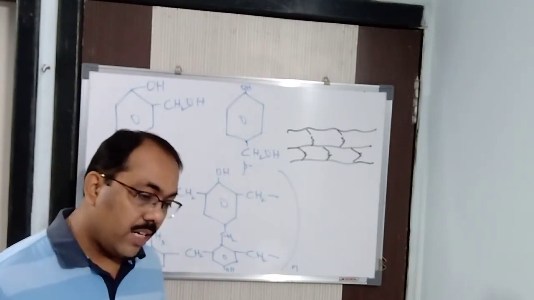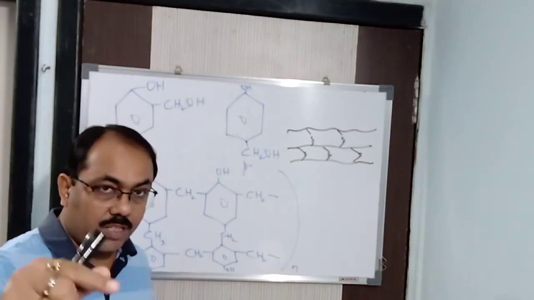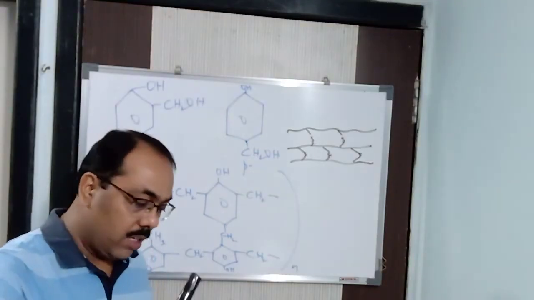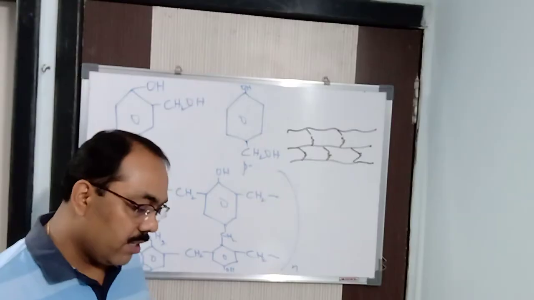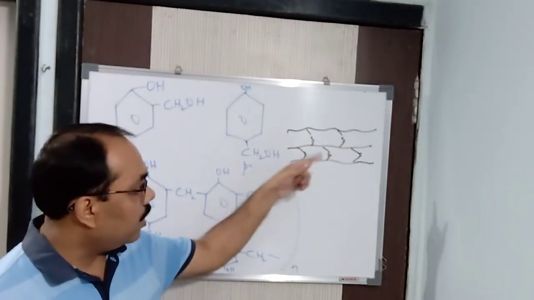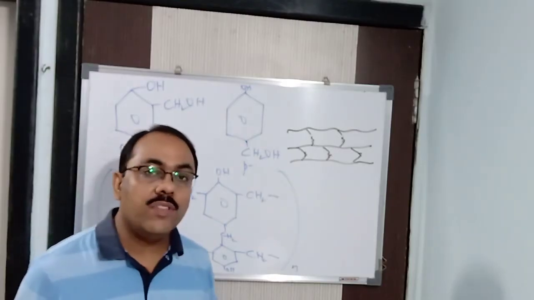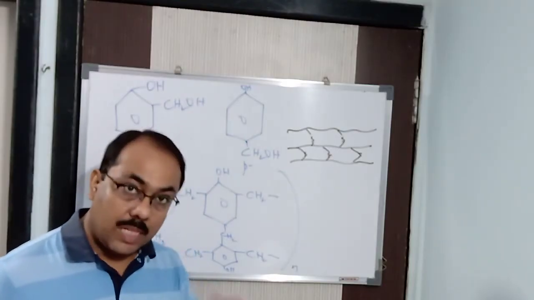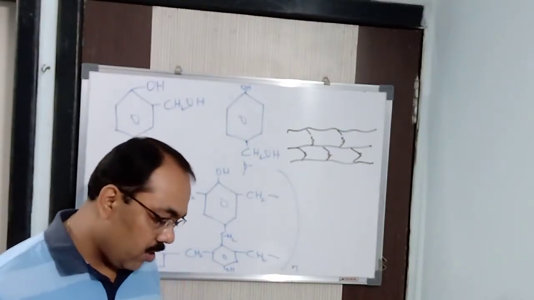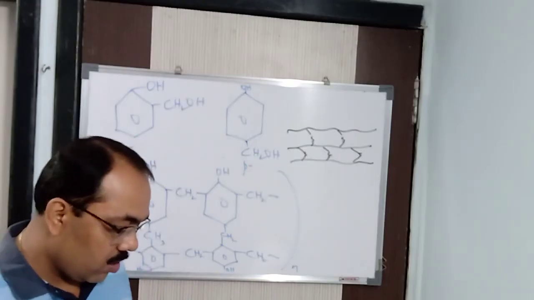As I told you, in the presence of sulfur, the single bond in the linear chain breaks up, and we get the polymeric chains in this particular manner. So what is the superiority of the synthetic rubber over the natural rubber? That is the most important thing.